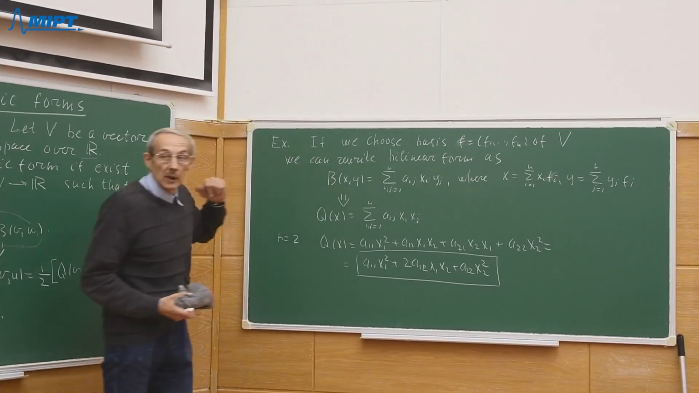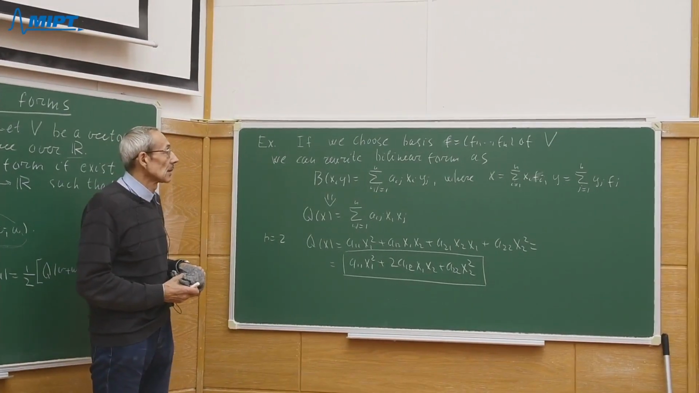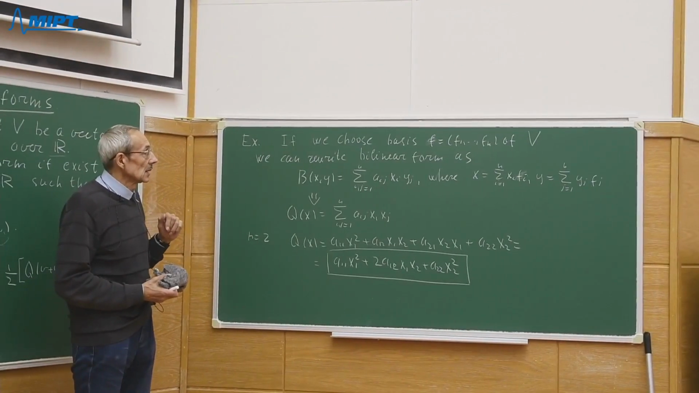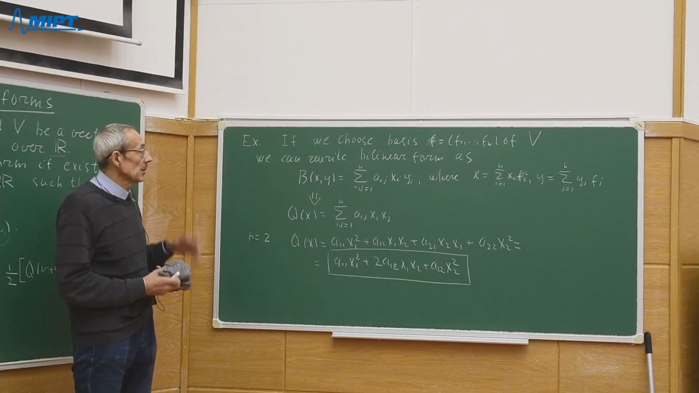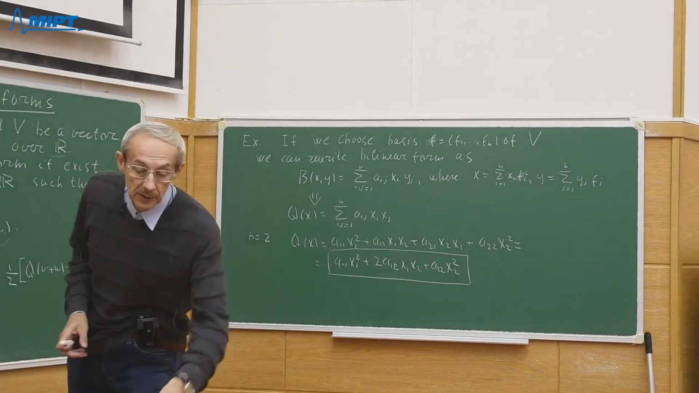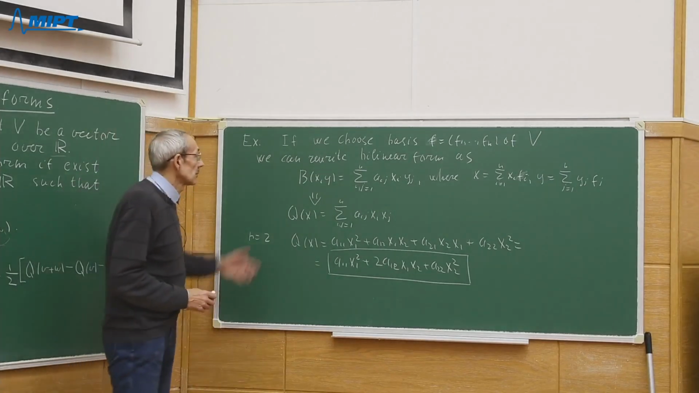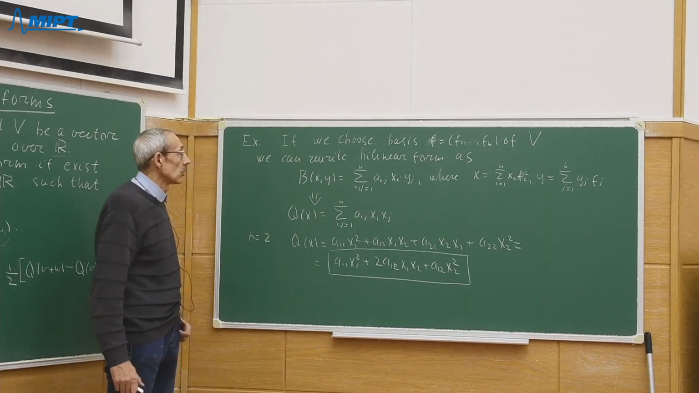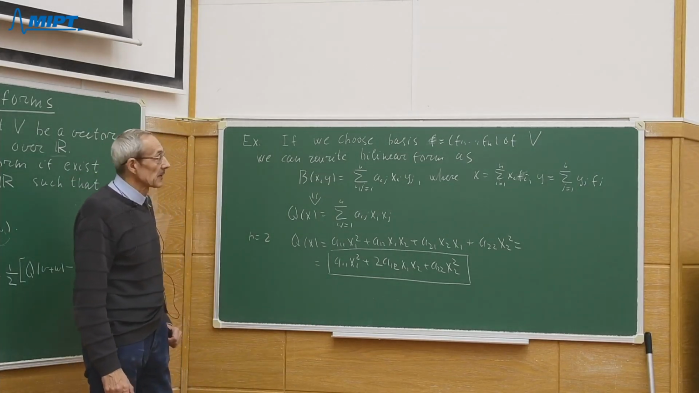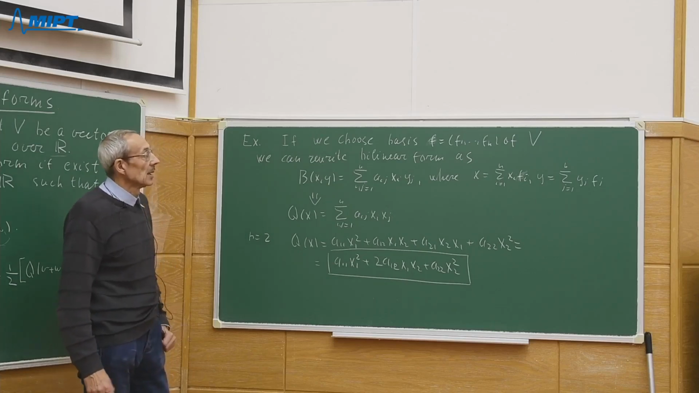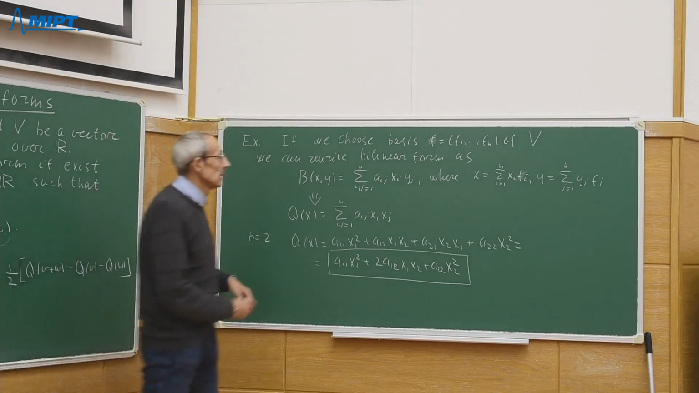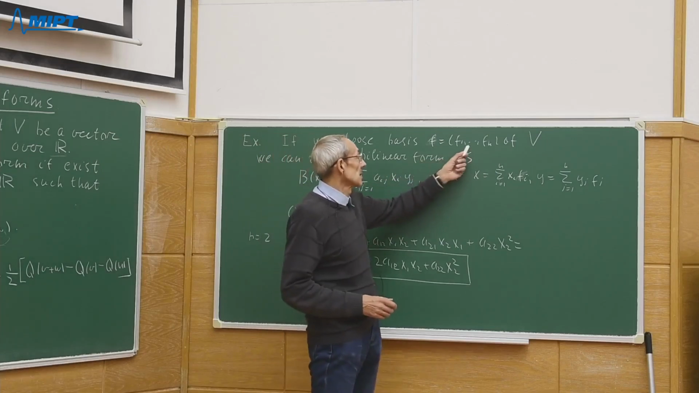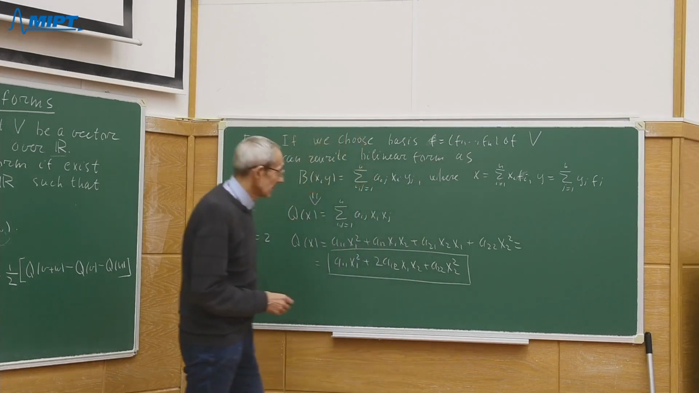We can consider some simple example of the concrete form of the bilinear form. Let's suppose that we choose some basis of the vector space V. Let F be some basis of this vector space.